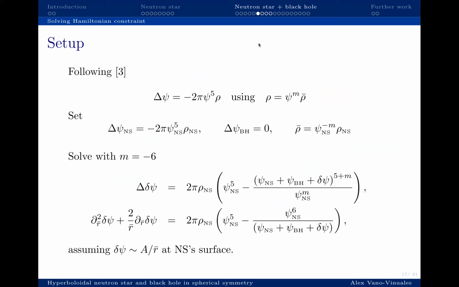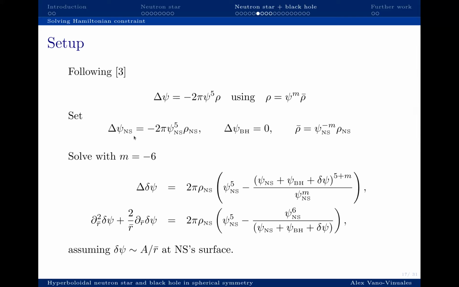Okay, so then I will just sketch the way that it's set up to solve it in the paper, in the same way I did it. The equation to solve is the Hamiltonian constraint expressed in terms of psi. And as this is not in vacuum, there's a term on the right-hand side that depends on the density. And there's a freedom to use a conformal rescaling of the density, which is this psi to the m, and that is very useful because the presence of the black hole introduces a singularity at the origin, which messes things up quite badly if we do not choose an m which is convenient.